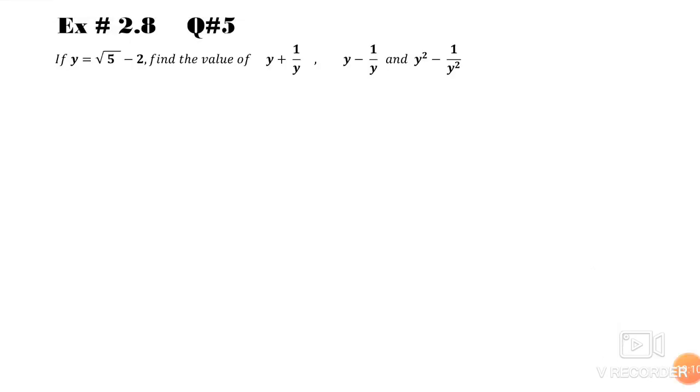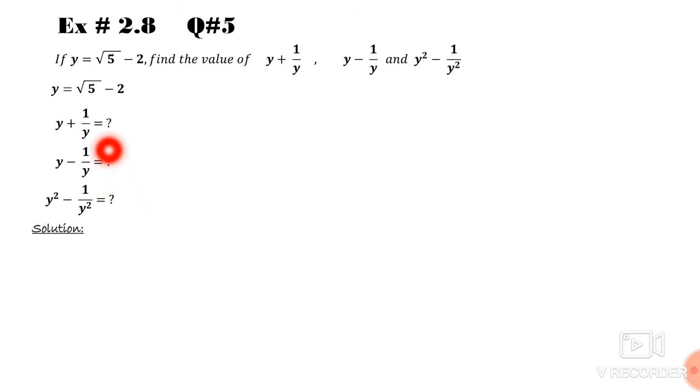Question number 5. If y is equals root 5 minus 2, find the value of y plus 1 upon y, and y minus 1 upon y, and y square minus 1 upon y square. Make the data first. Now solution. Here we can see, to find y plus 1 upon y is given to us. It means we have to find 1 upon y first. Okay, first of all we will find 1 upon y.